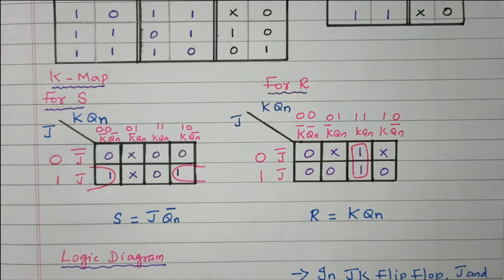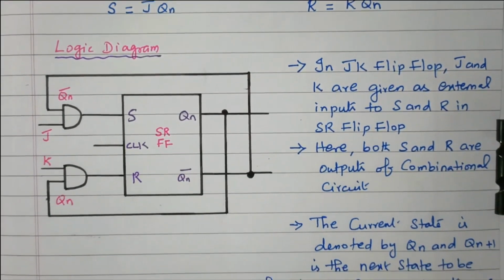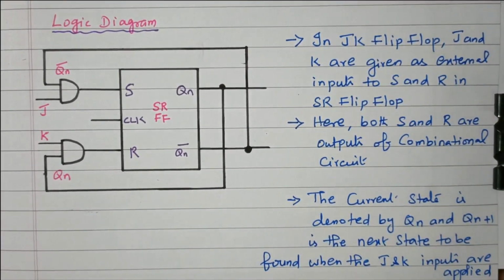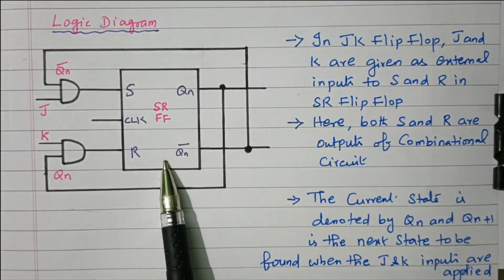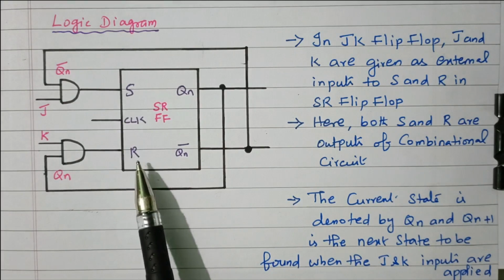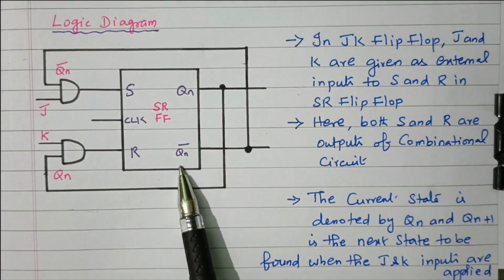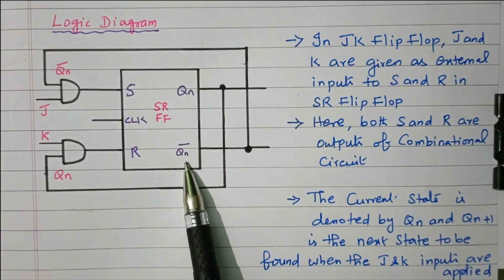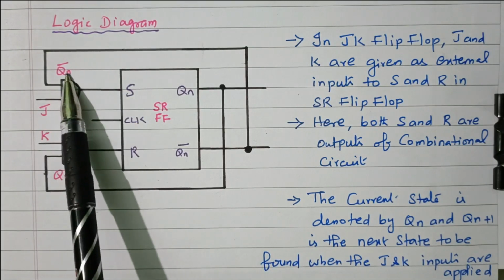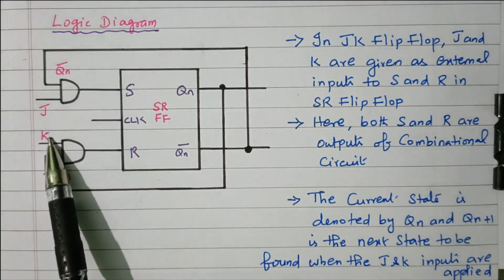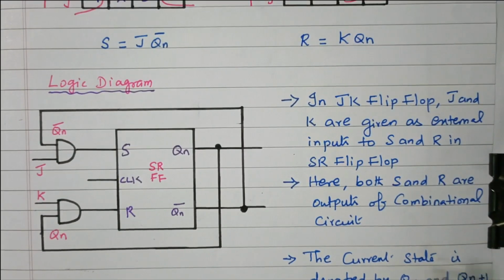So by using that, we can draw the logic diagram for converting SR flip-flop into JK flip-flop. So this is an SR flip-flop. This only we are going to convert into a JK flip-flop. It has S input, R input, clock input, Qn output, and Qn bar, the complement of the output. The expression for S is J into Qn bar. R is K into Qn.